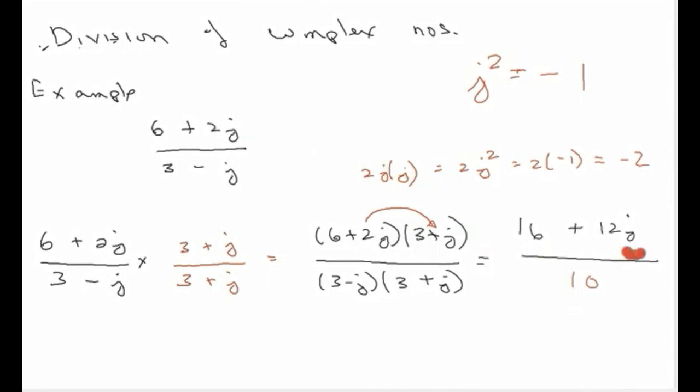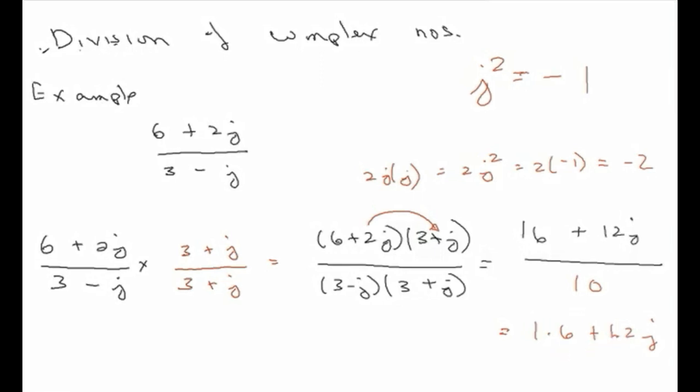Then you can just simplify this. If you have the calculator, you can simplify this to be 1.6 plus 1.2j, right? Correct, sir. Okay, let's have another one.